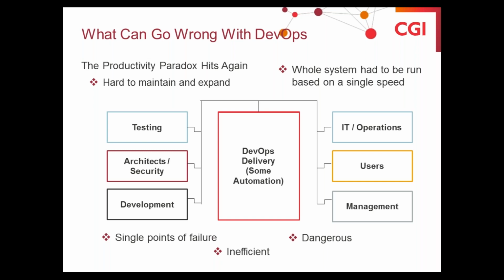I'm still going to have all of my team separate, but I'm going to add some automation, make the installation a bit better, which is always good. Now I'm doing DevOps, I'm going to see all my benefits. But you're not, because you've still got that single point of failure. You're still not releasing frequently enough. It's still inefficient because maybe your teams aren't talking to each other. It's still dangerous because you're probably not releasing enough to get all of your security updates and patches. Everything's still running at a single speed, and it's still hard to maintain and expand.